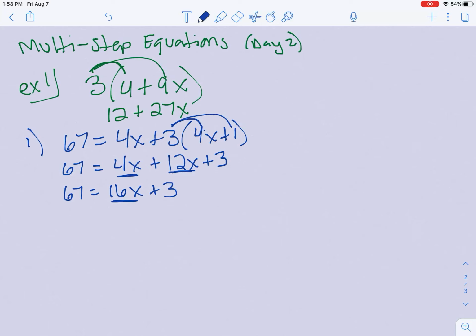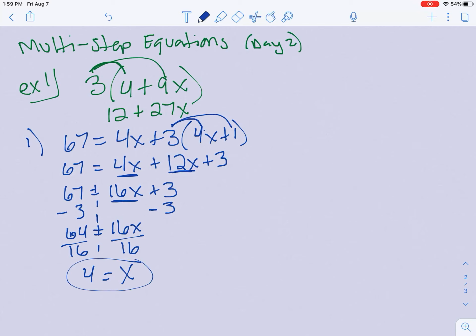So we're going to try to move over our 3. So plus 3, we take the opposite of plus and we do a minus. Anything I do to one side, remember we do to the other. So I have 67 minus 3. 67 minus 3 would be 64. Bring down your equal sign and then your 16x. 16 times x, the opposite of times, would be dividing. So I'm going to divide each side by 16 and x comes out to be 4.